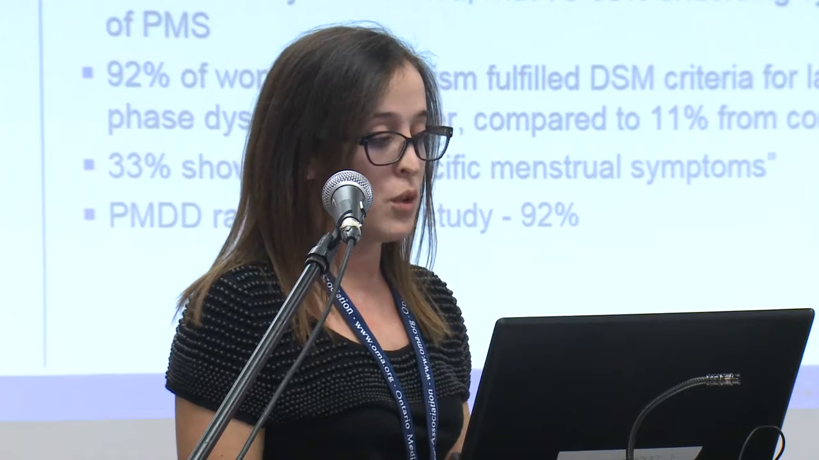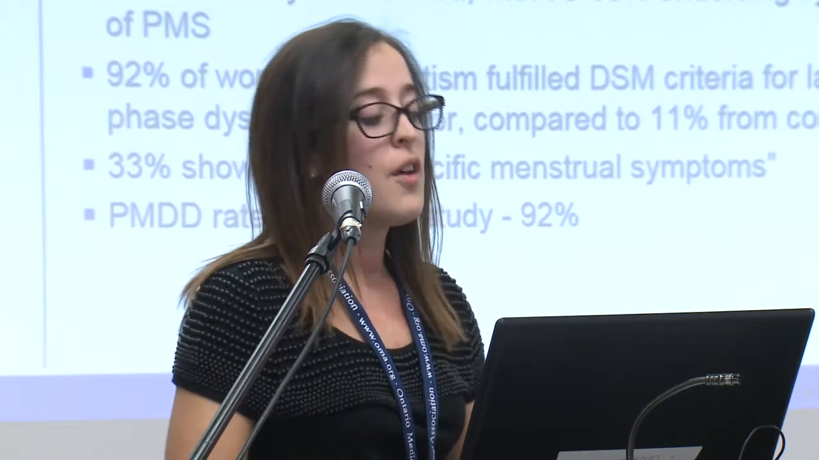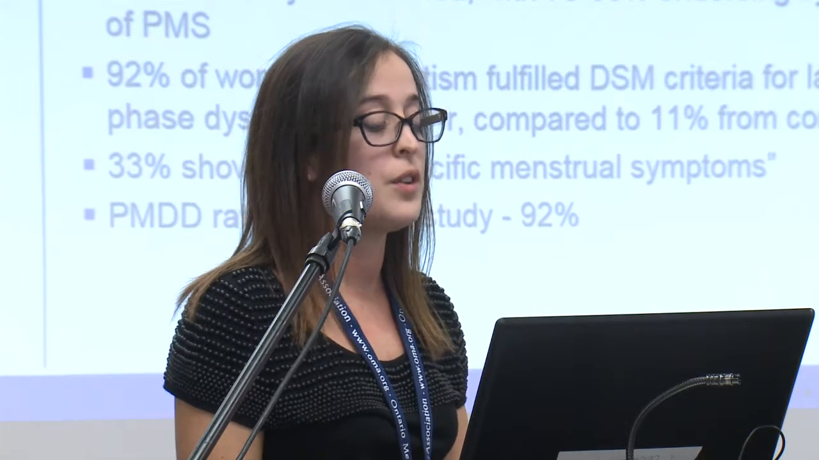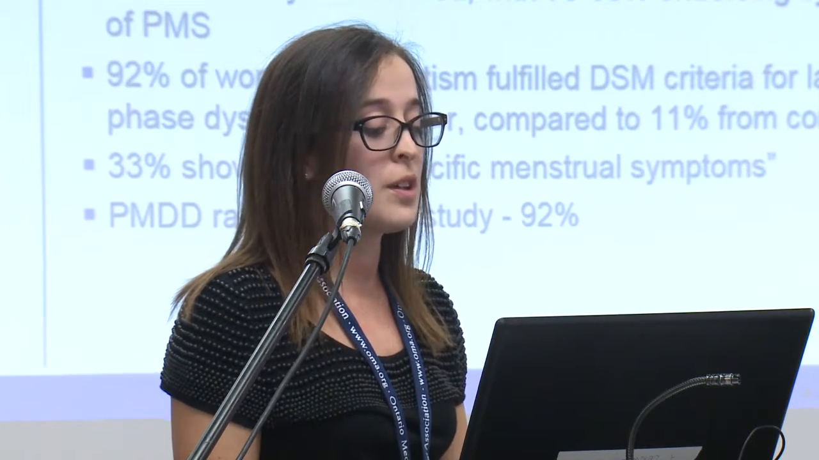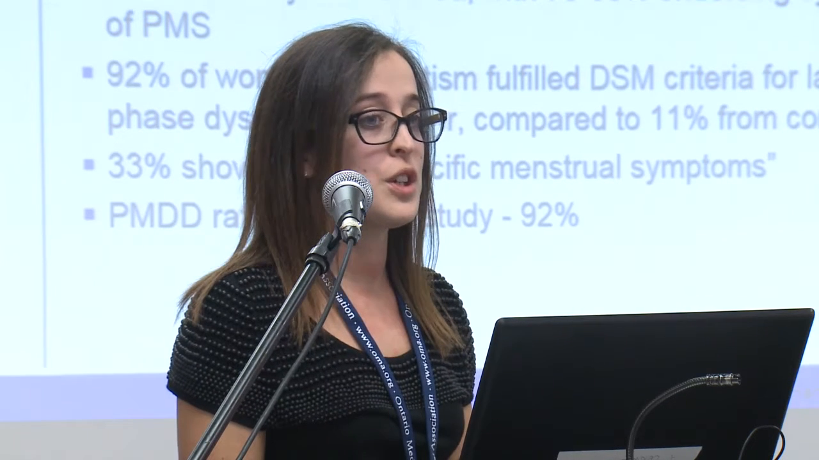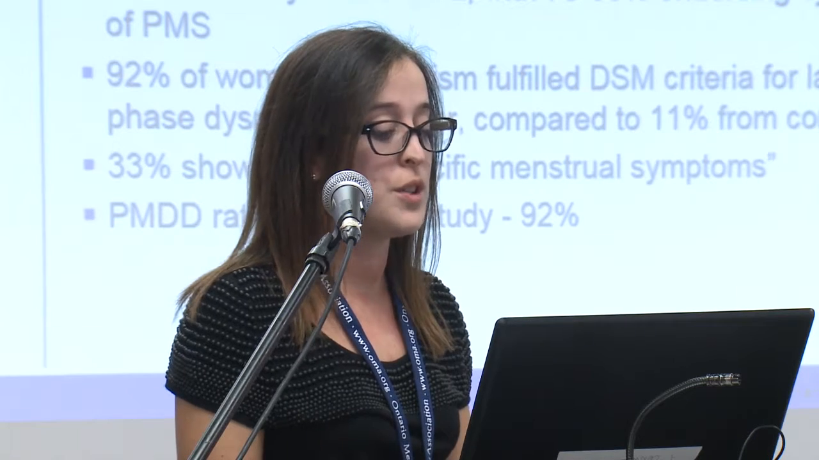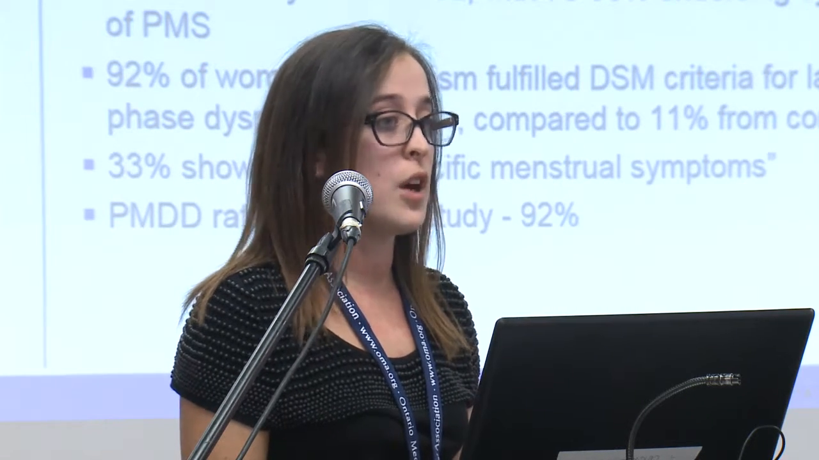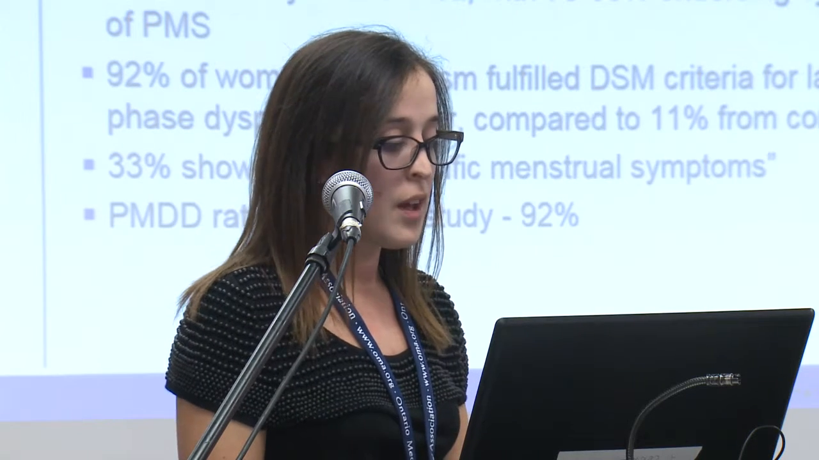One study that was done which showed quite drastic numbers found that 92% of women with autism fulfilled the DSM criteria for late luteal phase dysphoric disorder, compared to 11% from the control group. And this is one of the only studies that was actually done that had a control group to compare to, and they were using women with intellectual disability without the diagnosis of ASD.